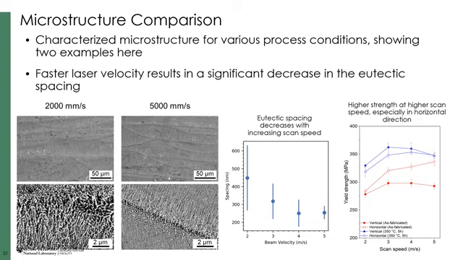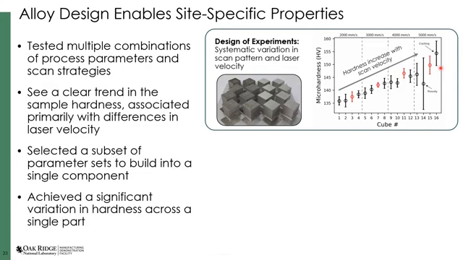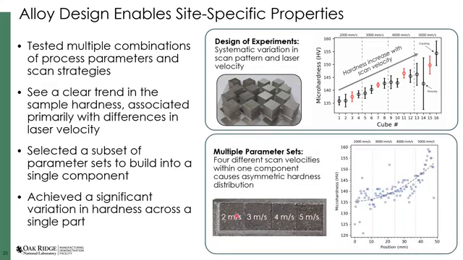Then we took a look at some specific sets of processing conditions and measured the hardness. We see a really significant and systematic variation in the hardness as a function of our scan velocity, and we can relate that back to the variation in our eutectic spacing. We can then take various sets of processing conditions and put those into a single component. That allows us to get this very consistent variation in hardness from one end of a sample to the other. The only thing we're doing here is changing our process variables. Keep in mind that there's no complicated scan path optimization required.